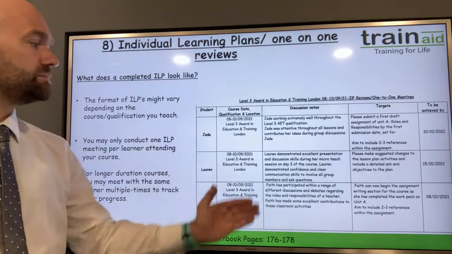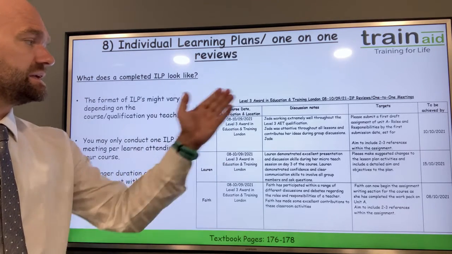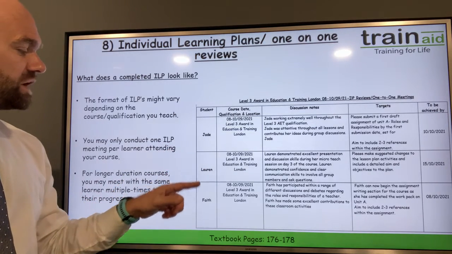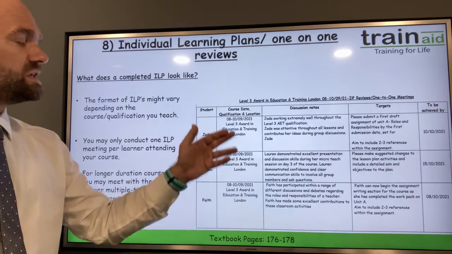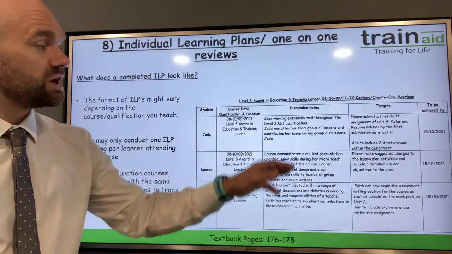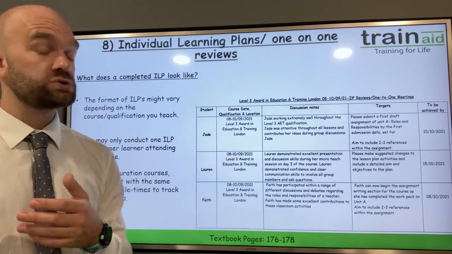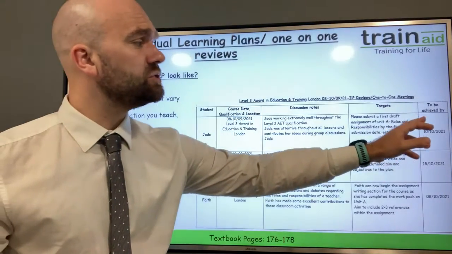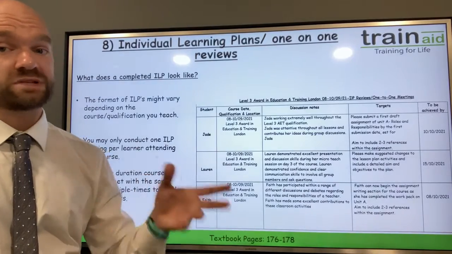Okay, here is an example of one ILP within my class, leading the level 3 award in education and training. So as you can see, I have 5 learners, so there's 3 there on this one side. We have the course, the date, the qualification and location here. Discussion notes, so just having a chat about what is going well on the course or qualification. Targets as well. And finally, to be achieved by, some target dates there for learners to perhaps hand in coursework, for example.